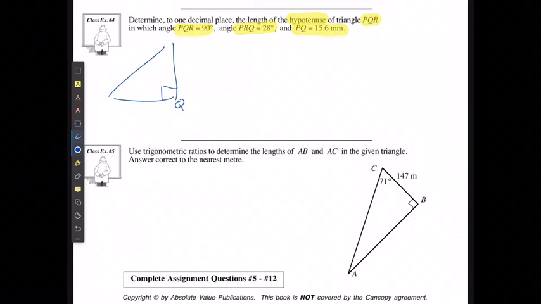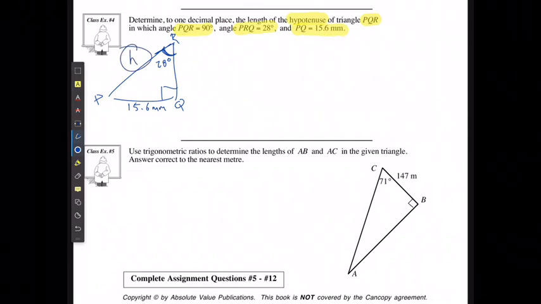It doesn't matter where I put the other two, so I can say that one's going to be P and one is going to be R. Those are both going to be acute angles. And I'm going to say that at R, it is 28 degrees, and the length from P going to Q is going to be 15.6 millimeters, and I'm trying to solve for my hypotenuse.